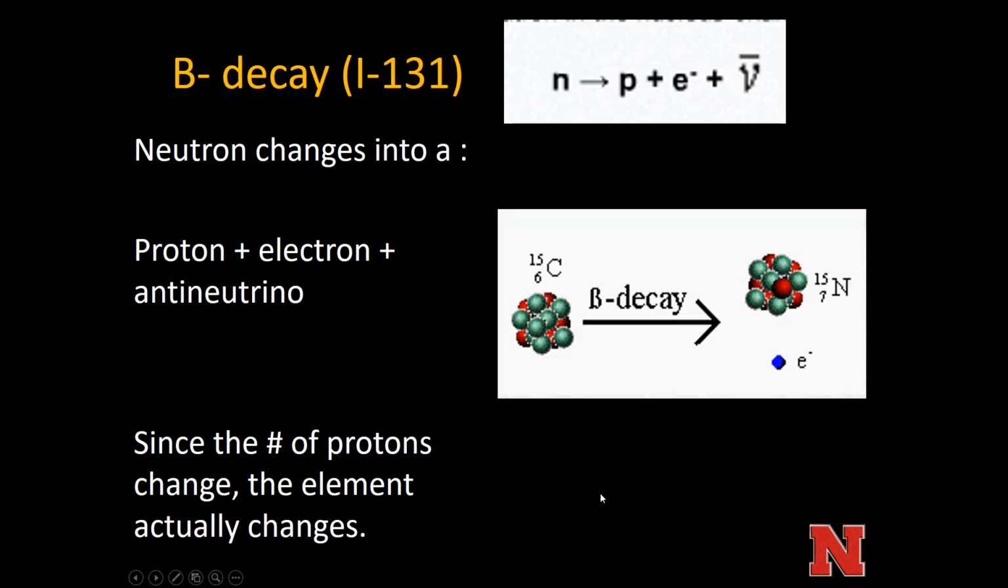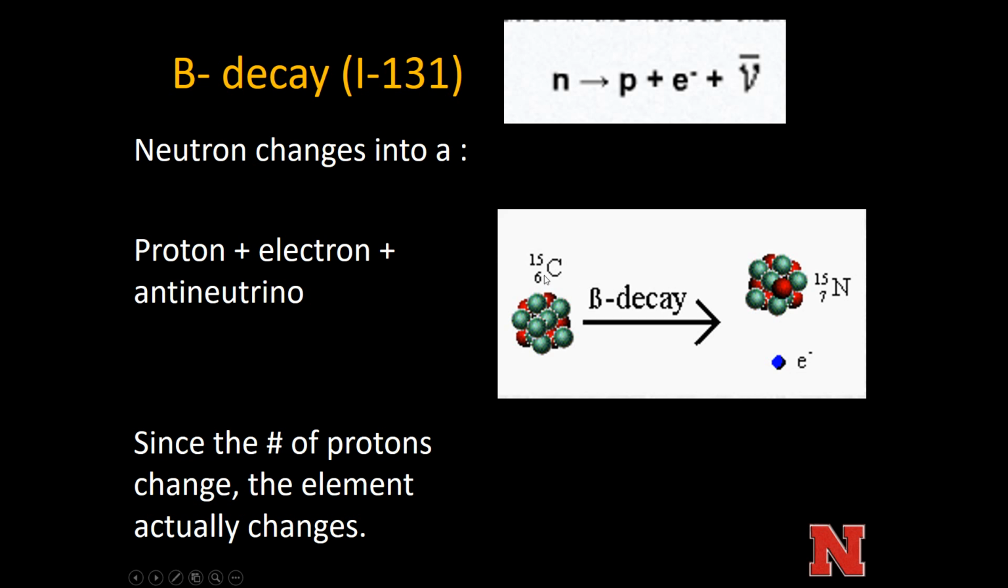Beta decay, or I-131, is an example of beta decay. So in beta decay, a neutron will change into a proton and an electron and an antineutrino. So you have I-131, for example. To stay stable, it's going to change one of its neutrons into a proton and an electron, so positive and negatively charged, so charge is preserved, and also this accompanying particle called an antineutrino.